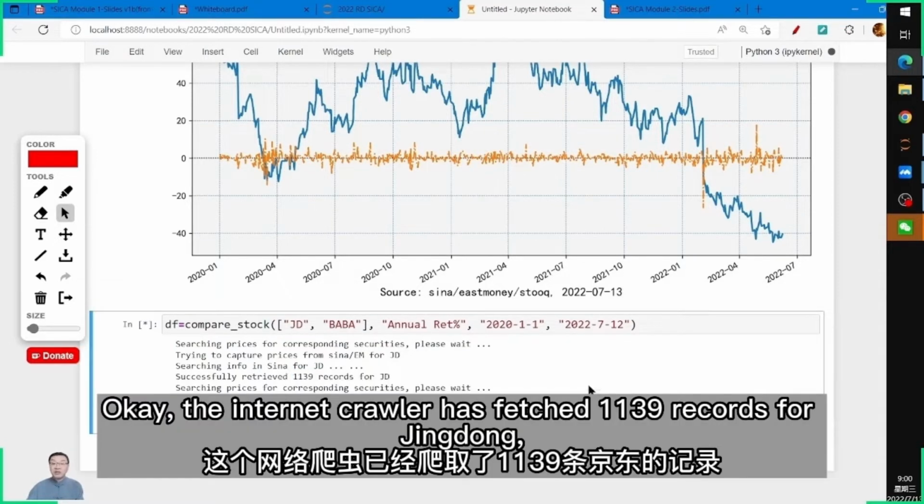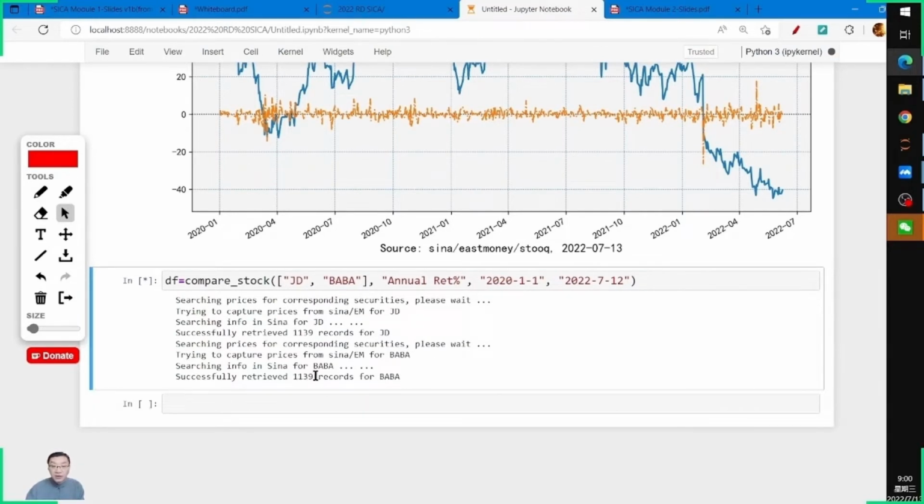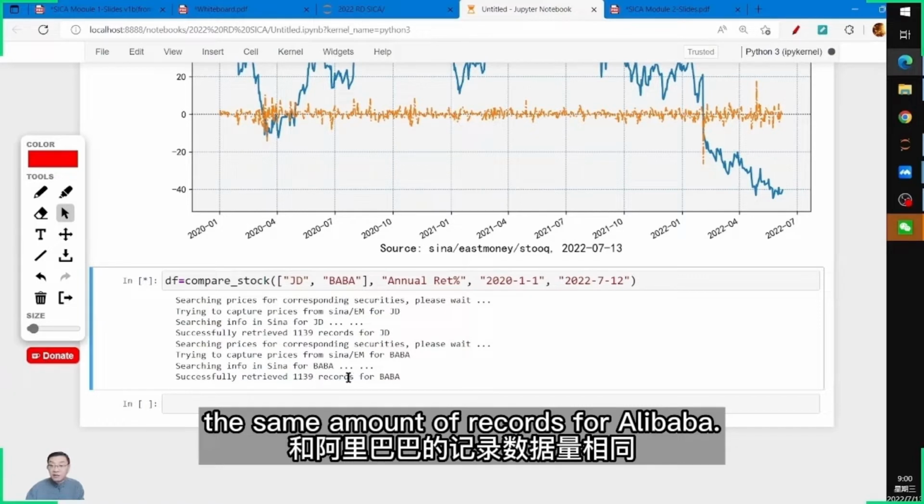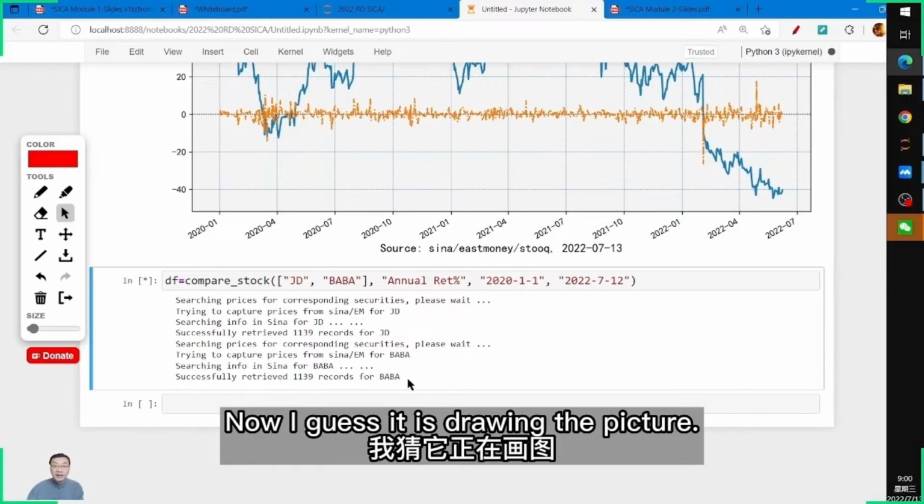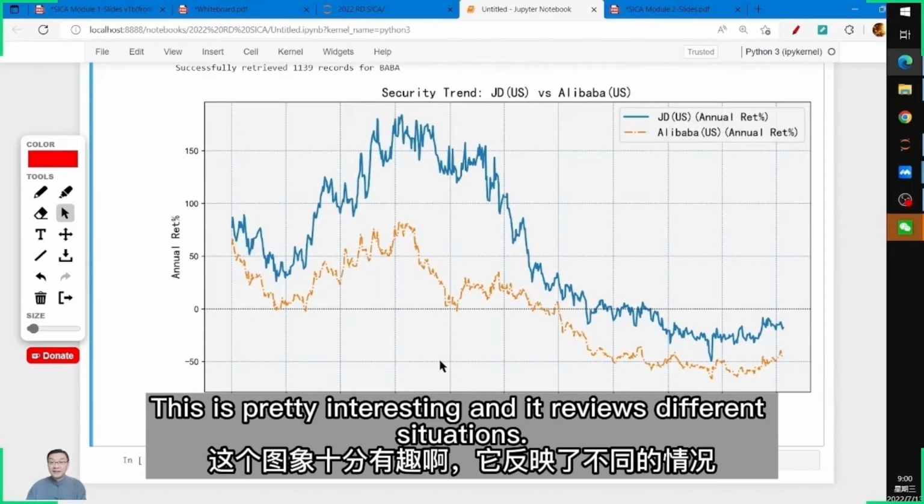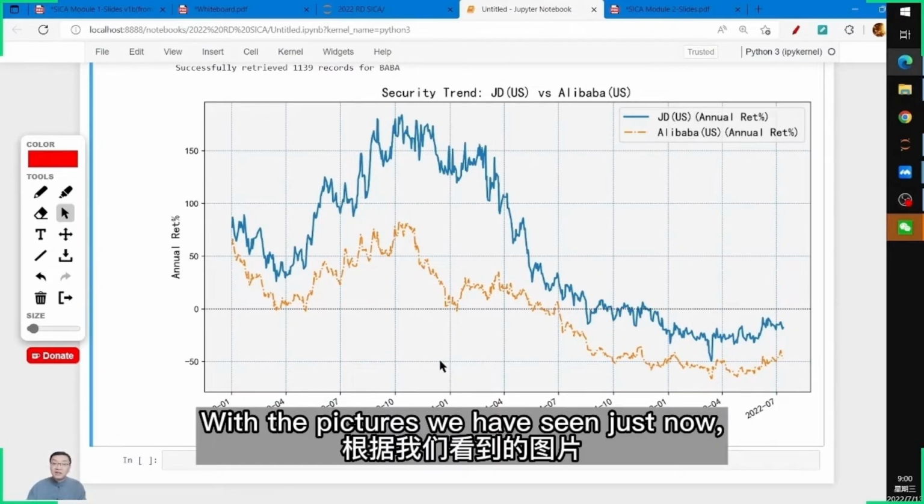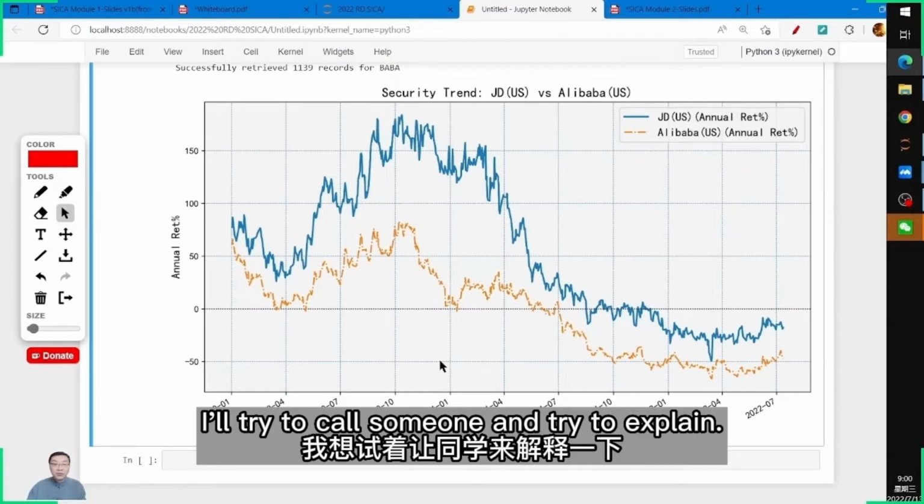Okay, the internet crawler has fetched 1,134 records for Jingdong, the same amount of records for Alibaba. Now I guess it is drawing the picture. Okay, we have the picture now. This is pretty interesting, and it reveals different situations from the pictures we have seen just now. I'll try to call someone and try to explain.